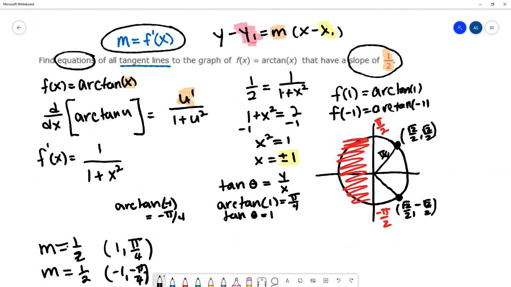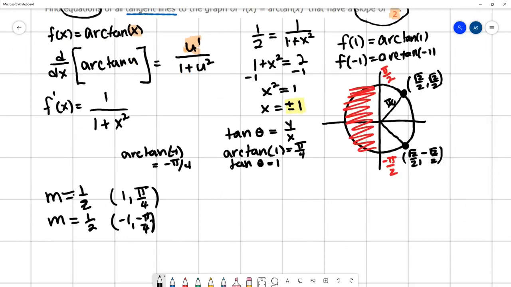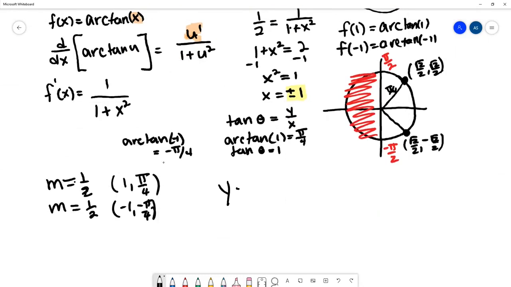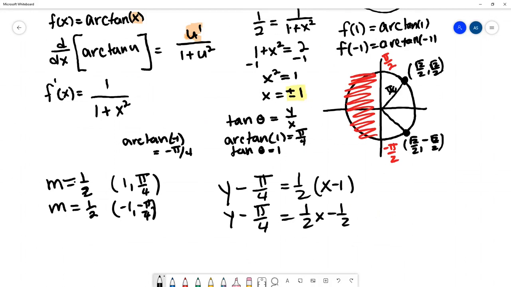So I'll use the point slope form to write the equation of the line. y minus pi over 4 equals 1/2 times x minus 1. I'll distribute the 1/2 to get 1/2 x minus 1/2 and add pi over 4 to both sides to get y equals 1/2 x minus 1/2 plus pi over 4.